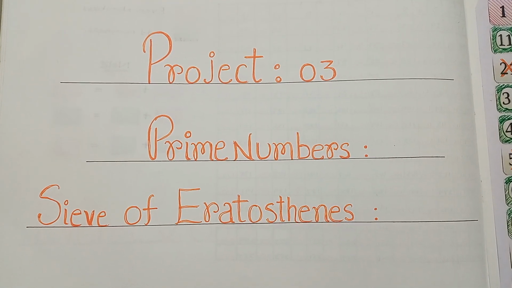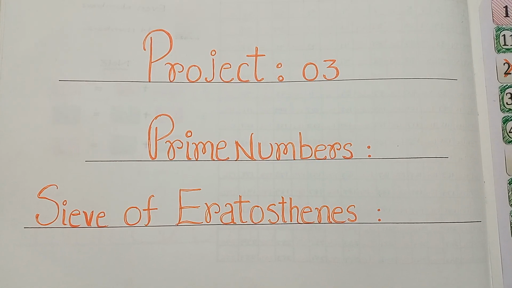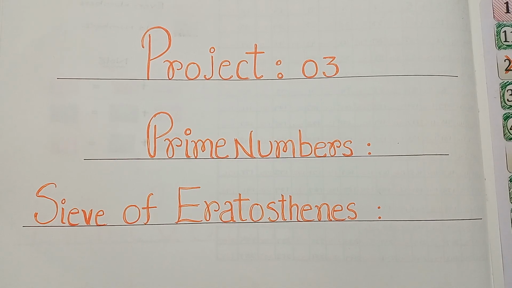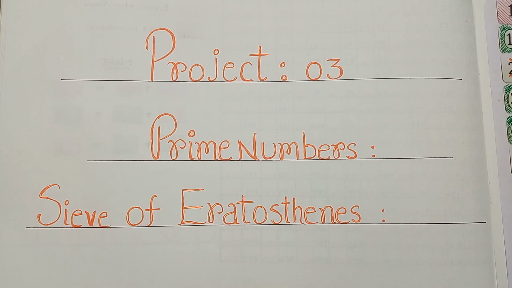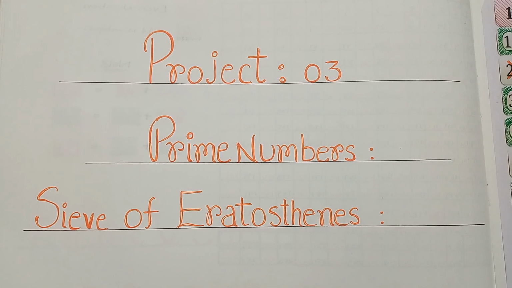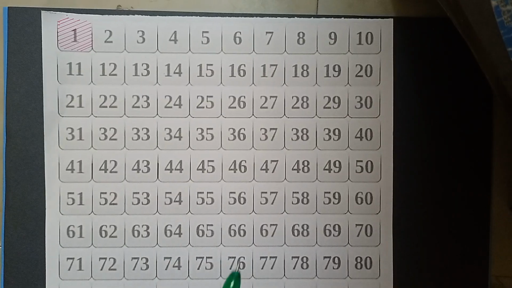Today we are going to discuss project 3, that is prime numbers, using the Sieve of Eratosthenes method. Using this method we can identify prime numbers from 1 to 100. Let's start. The first step is to write the numbers from 1 to 100 in this way.